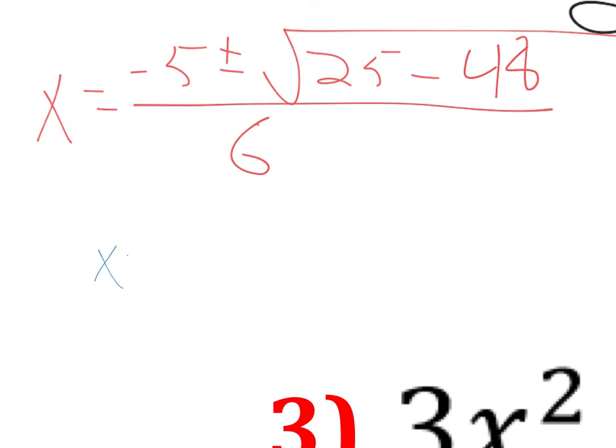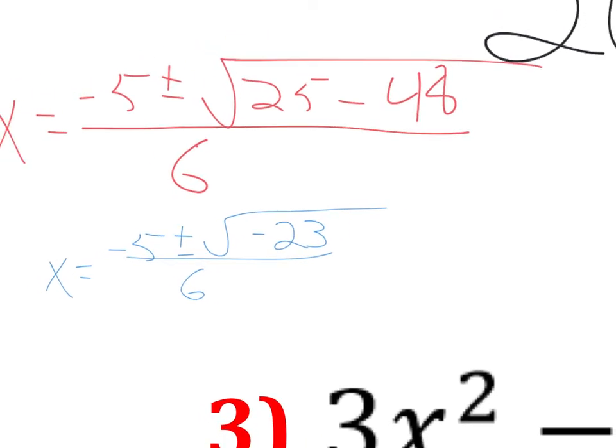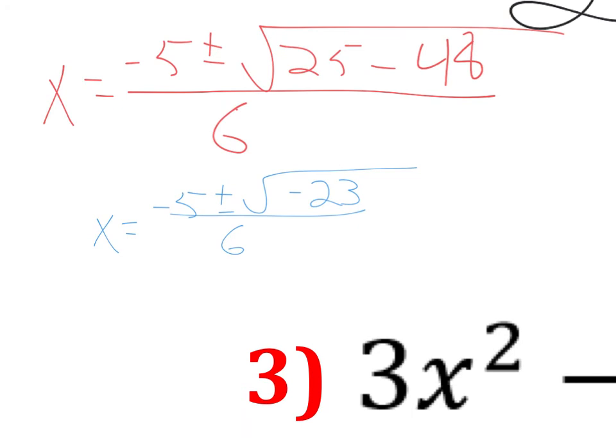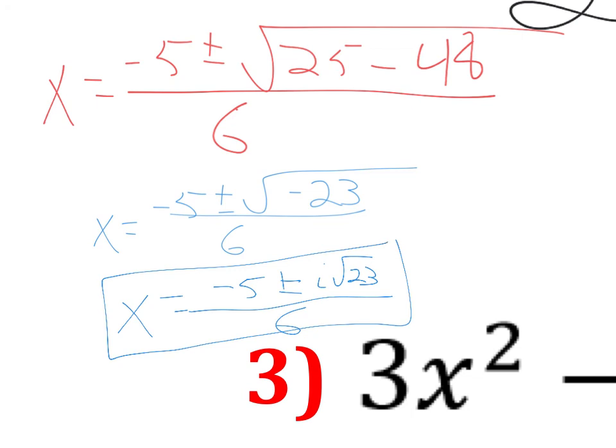Let's continue to whittle this down. -5 plus or minus, let's see, 25 minus 48. Holy smokes, what is that? -23, all over 6. And we don't like leaving negatives underneath the radical, so we'll clean this up just a smidge. -5 plus or minus i rad 23 all over 6. And we are done with that problem.